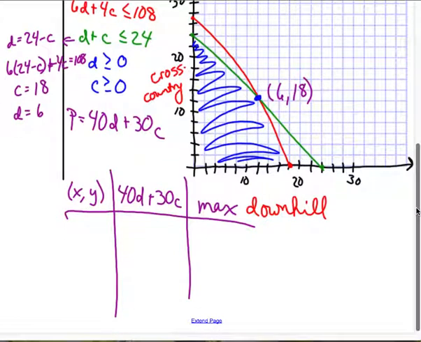So our vertices, 0, 0 is not going to maximize profit. We have 18, 0. We have 6, 18. By the way, here's where I got the 18, 0. Here's another vertex. And then right here, we had an intercept of 24, 0, sorry, I had that backwards, that should be 0, 24.